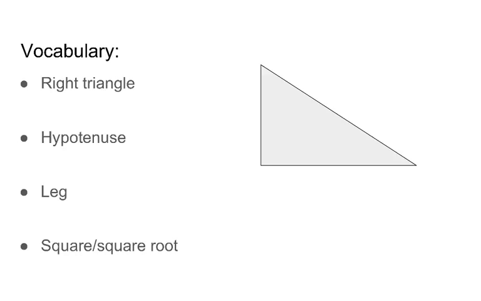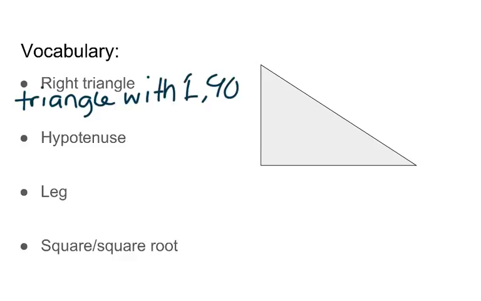Let's go over some vocabulary. Some of these things you've heard before, some of them you haven't. A right triangle is a triangle with one 90-degree angle. And you all have seen this. It has the little box. Okay? That's what a right triangle looks like.